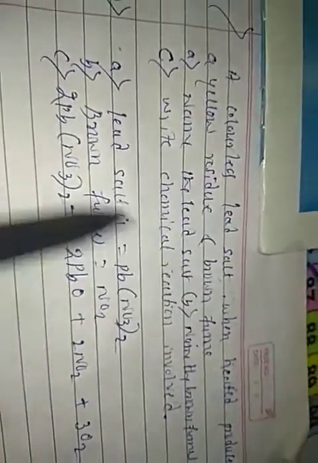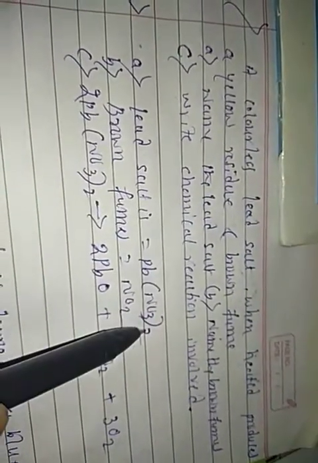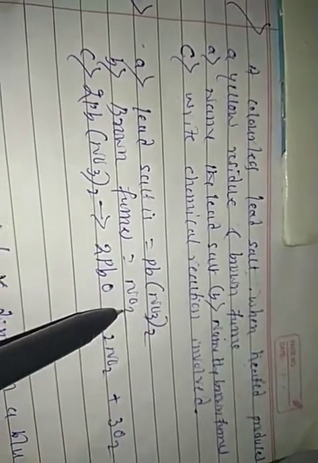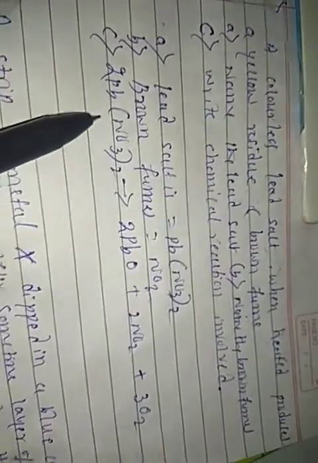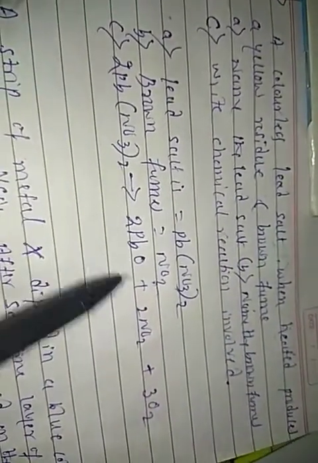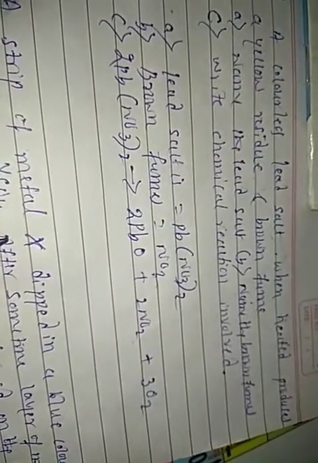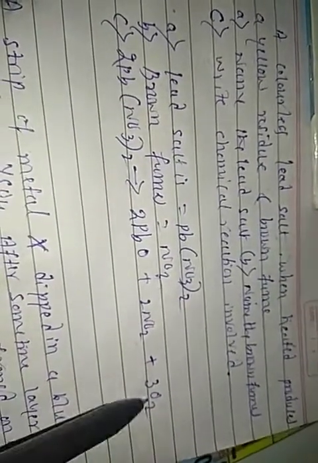So this thing we have already discussed students. If you learned the topic, you will definitely get the answers. So the lead salt is lead nitrate students. The brown fume is NO2, already discussed in the previous classes. And the chemical reaction is lead nitrate turns into PbO plus NO2 and O2, because we are balancing the whole chemical equation.